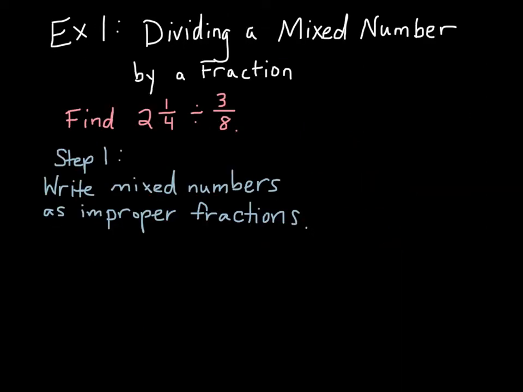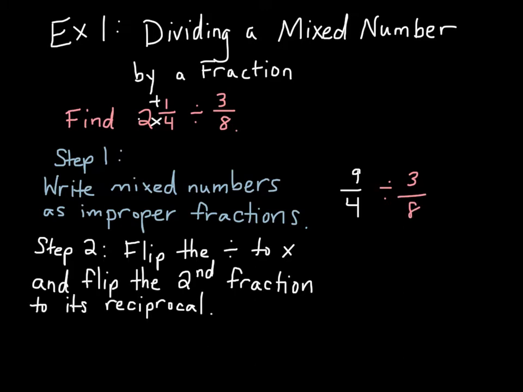So the first step to dividing a mixed number by a fraction is to write any mixed numbers as improper fractions. And remember, when we do that, if we have 2 1/4 as our mixed number, then we multiply the denominator by the whole number because we have two groups of 4. So we do that, and then we add in our numerator for any extra pieces. So 4 times 2 is 8, plus 1 is 9, and then we keep our denominator the same. So our improper fraction is 9/4, and then we're just going to keep the rest of this the same for right now. So divided by 3/8.